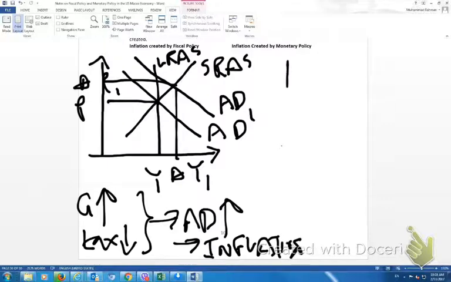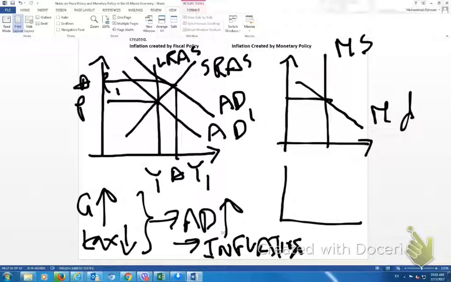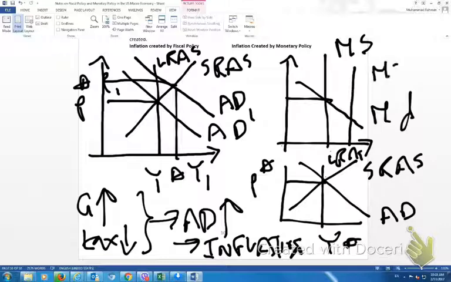Let's now look at the monetary policy side. Start with the money supply, money demand model, and let's say corresponding to that market equilibrium, there is a long run equilibrium again at P star and Y star with aggregate demand, short run aggregate supply, and long run aggregate supply. So we need two graphs to understand that. Suppose money supply increases from MS to MS1.